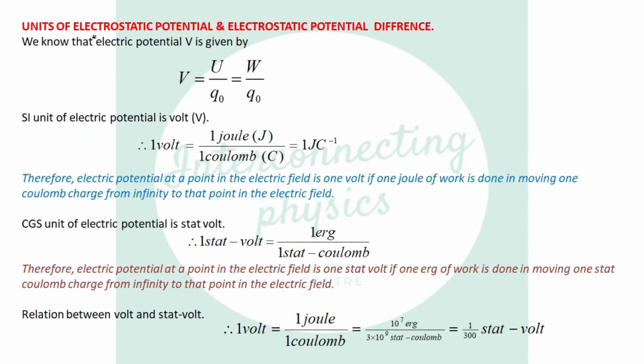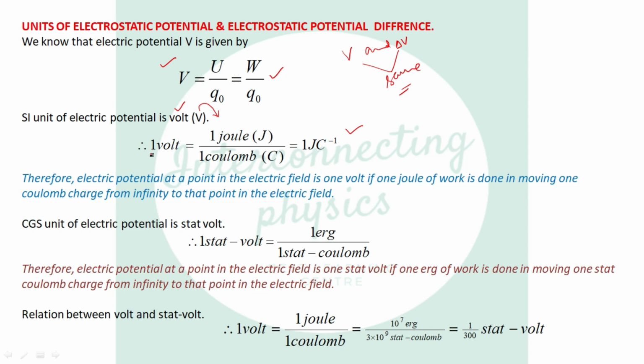Now, units of electrostatic potential and electrostatic potential difference, means units of V and delta V, are the same. We know electric potential is U divided by Q naught, means W divided by Q naught. So the SI unit of electric potential is volt, symbolized as capital V. So 1 volt: W is measured in joule and Q naught is measured in coulomb. So 1 volt equals 1 joule divided by 1 coulomb, that is 1 joule coulomb inverse.